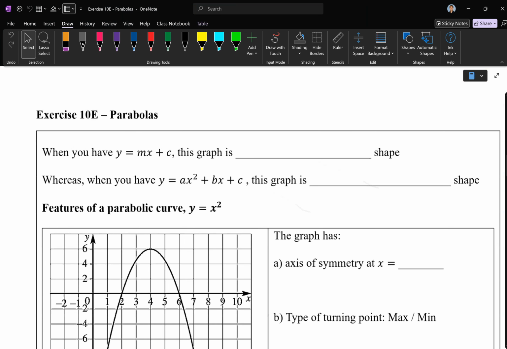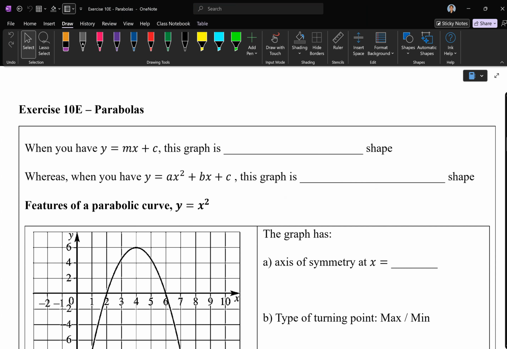So at the start of the term, we went through linear equations. So it was y equals mx plus c. And that just basically means your graph, when you plot all the coordinates, will look like a linear or straight line shape.